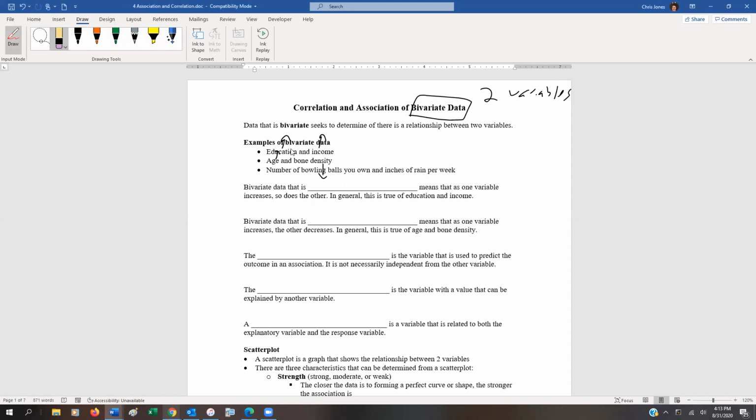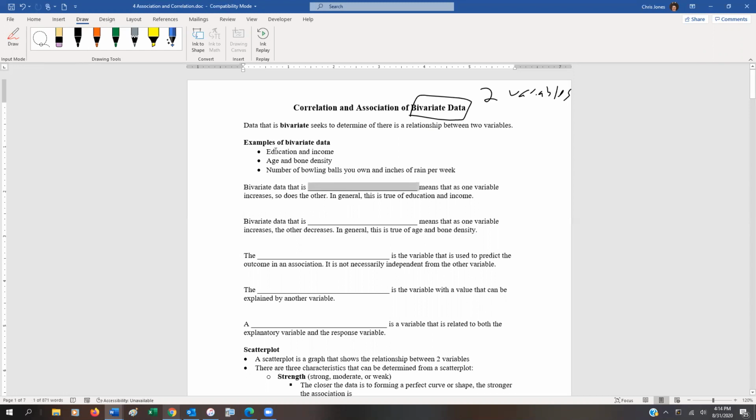And then sometimes we just have two variables that we're studying that don't always have some sort of relationship. So for example, the number of bowling balls you own and the number of inches of rain per week. These are two values that are absolutely not associated with one another in any sort of way. They're just completely random. All right. So let's put some definitions together.